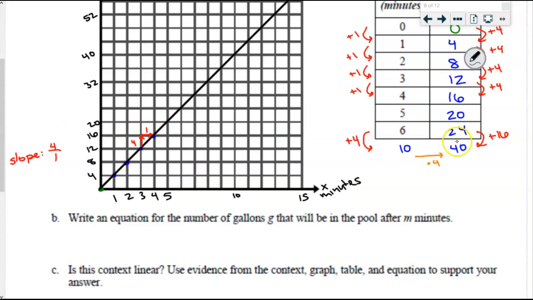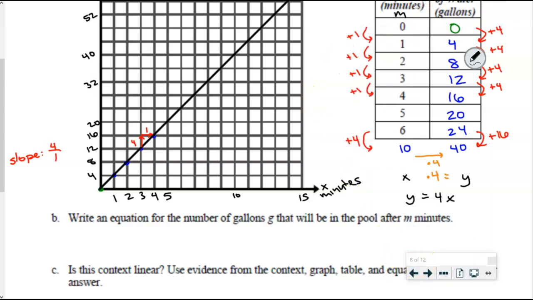Let's write that equation. Let's start simple with x and y. How is that x changing to a y? How's a 4 changing to a 16 or a 5 to a 20? Or how did the 10 change to a 40? Y equals 4x. All I'm doing is simply multiplying by 4 as we go across the table. So x times 4 is equal to y. Y equals 4x. Only now let's use the variables that it tells us to. It wants us to use m for minutes and g for gallons. What's that equation going to be then?